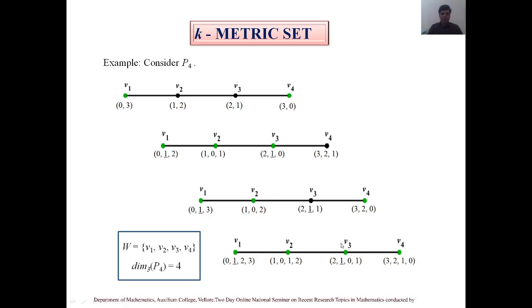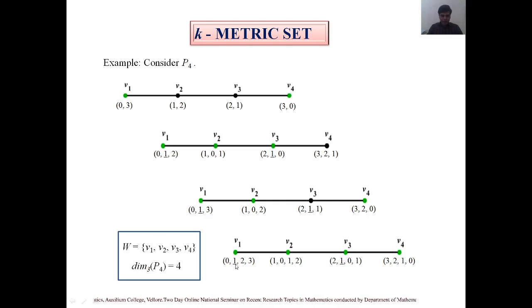Now I'm going to take all the vertices V1, V2, V3, V4 in the set W. Now I'm finding representation. That means what? V1 to itself the distance is 0, V1 to V2 the distance is 1, V1 to V3 the distance is 2, V1 to V4 the distance is 3. Like that I am finding for all the vertices. Now I could see that there is variation in three places. One place it is not varying.